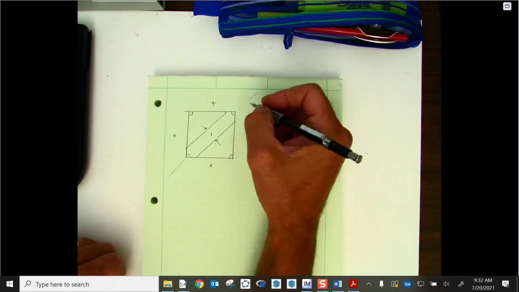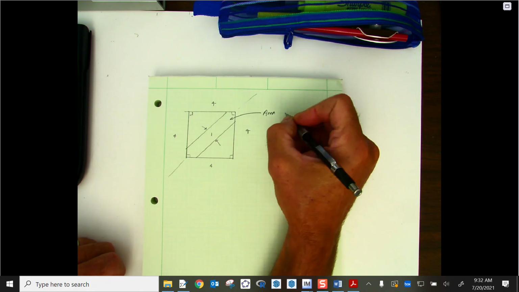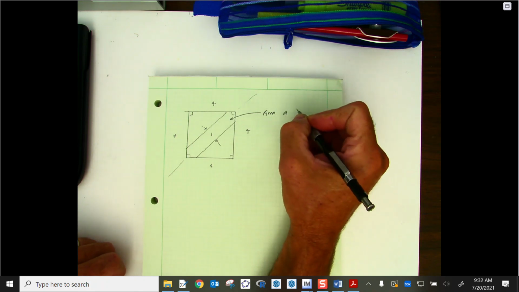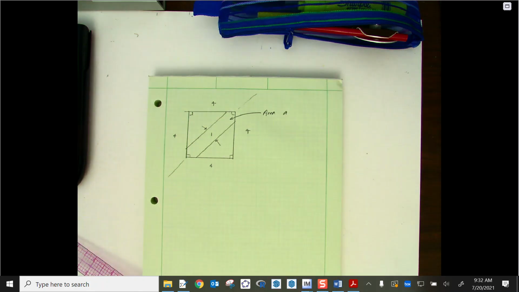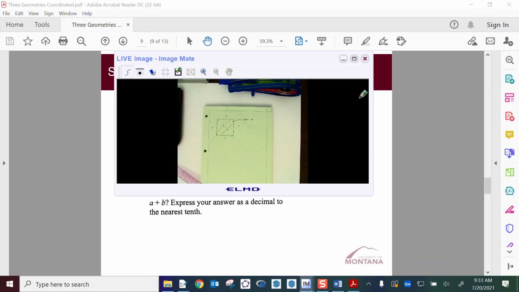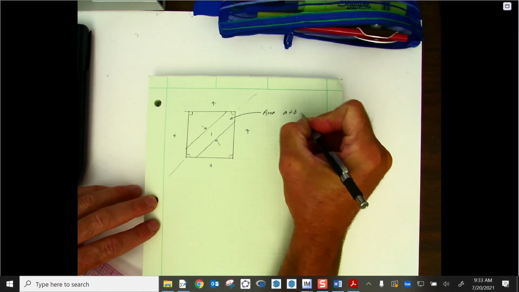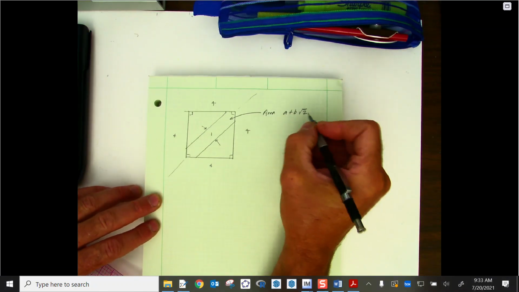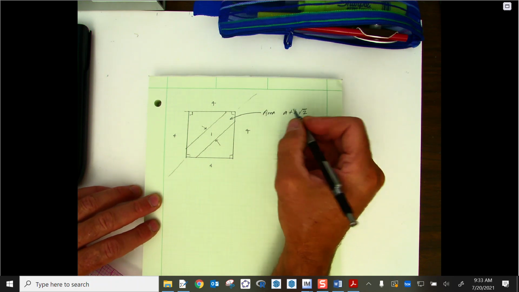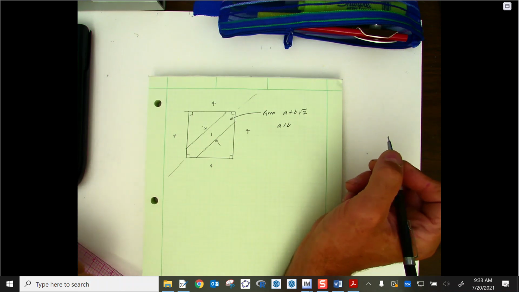And the question is, this guy's area, we're told, can be written as A plus B times the square root of 2. And what do we want to know? We want to know what A plus B is. And we can write it as a decimal, rounded to the nearest tenth, it said.